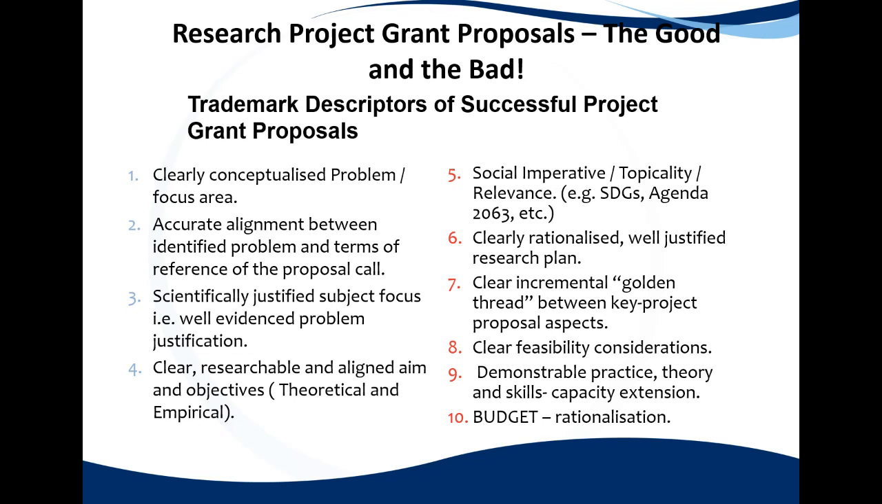And then the golden thread, again, clear incremental progress from month 1 to month 36, if it's a 3-year research plan. It needs to be clear how from where you start, month 1 to month 36, there is a golden thread, right? Between the key project proposal aspects and showing exactly how from the beginning to your methodology, to your evaluation, to your dissemination, how everything flows logically from one to the next, right?